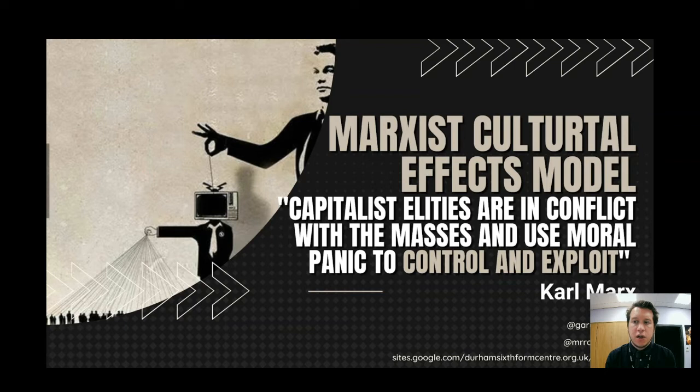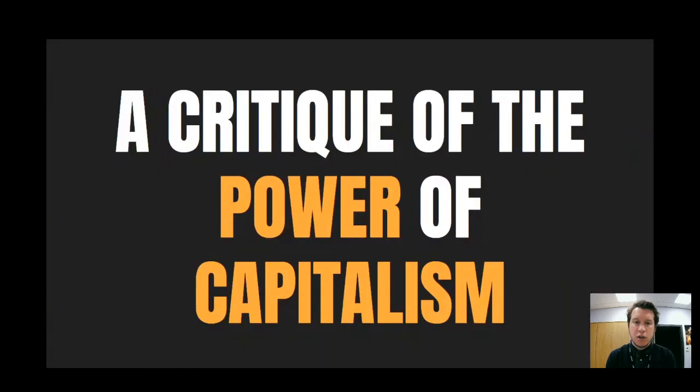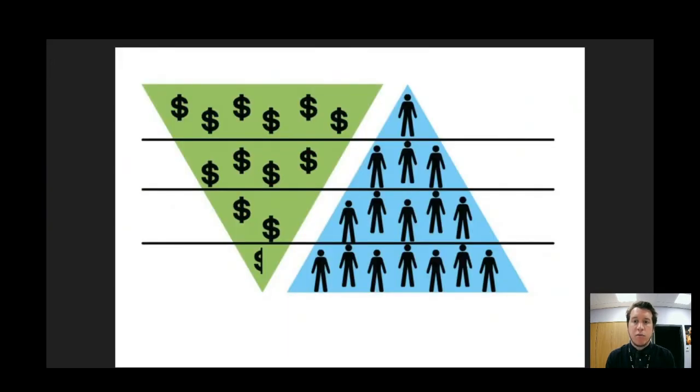Marxism would acknowledge and critique the effect of capitalism on the world and acknowledge that capital elites are in conflict with the masses and use moral power to control and exploit them. And it will acknowledge the power capitalism generates for a small number of people who have a large amount of money. They often have more control and more power as a result of those at the bottom of that pyramid who may well be the masses but don't have their fair share of the money.